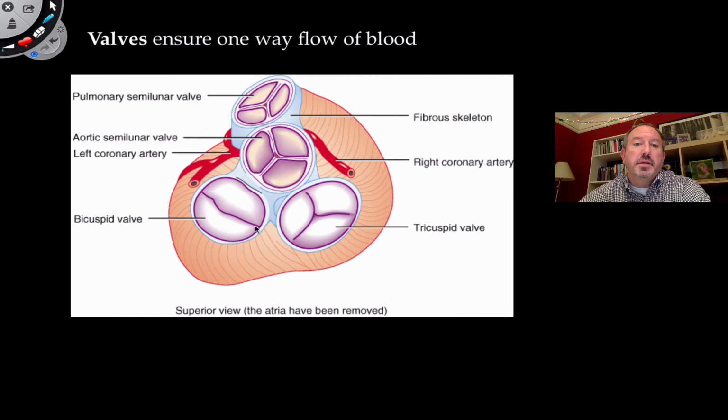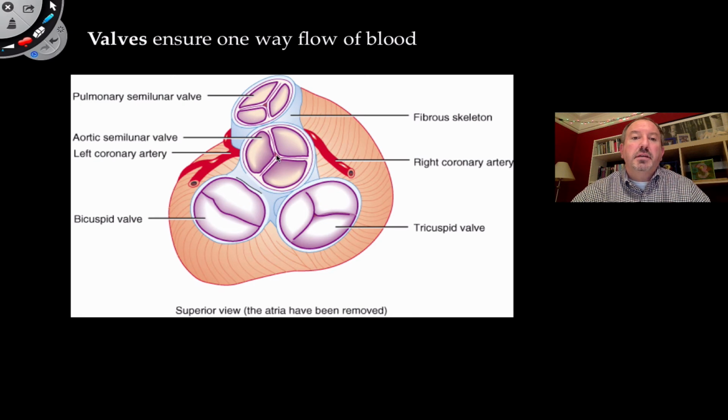Here's a little bit of a picture of what I was trying to describe. This is if you were to slice the heart and remove the atria, so you could sort of see down just at the ventricles. So the atria have been removed. Here are the AV valves, which connect the atria to the ventricles. The bicuspid valve, as I mentioned before, is the mitral valve. So this is the left side. This is the right side, the tricuspid. You can see how there's 3 folds to it right here.